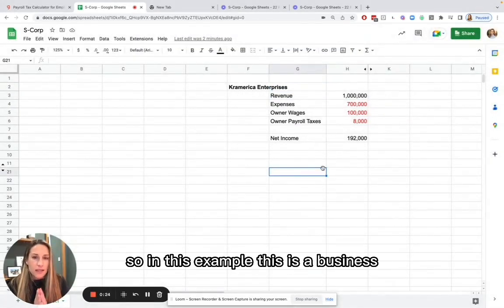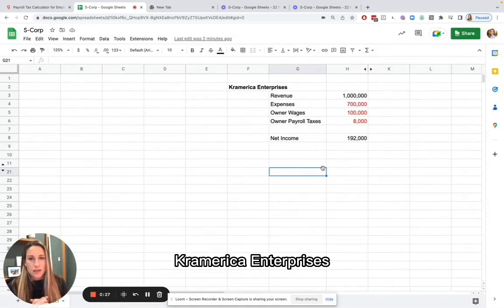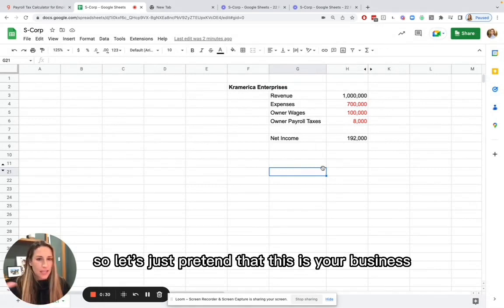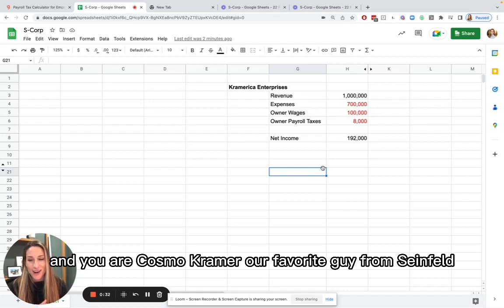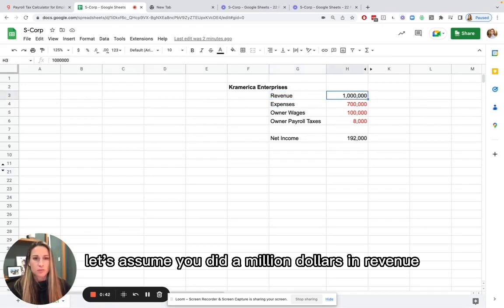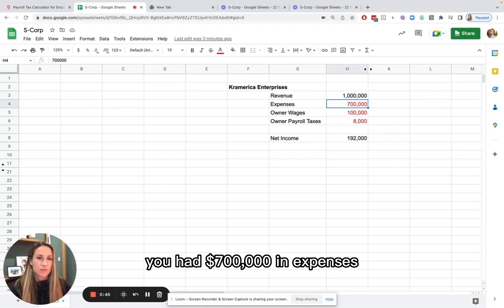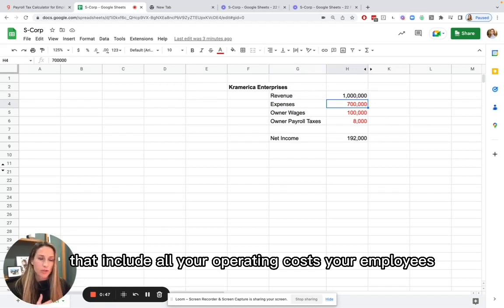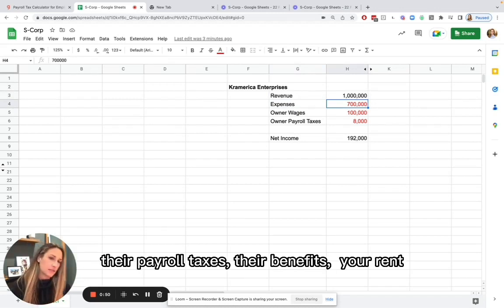So in this example, this is a business, Kramerica Enterprises. Let's just pretend that this is your business and you are Cosmo Kramer, our favorite guy from Seinfeld. Last year, 2022, let's assume you did $1 million in revenue. You had $700,000 in expenses. That includes all of your operating costs, your employees, their payroll taxes, their benefits, your rent, all that good stuff.